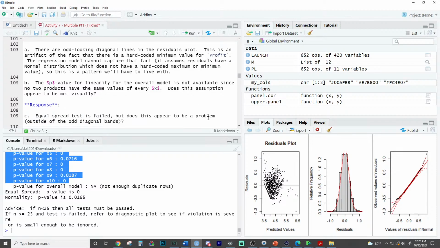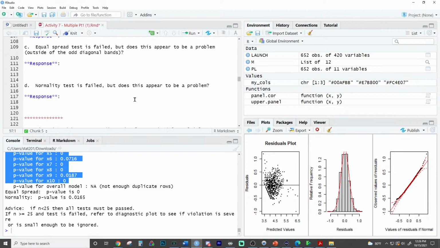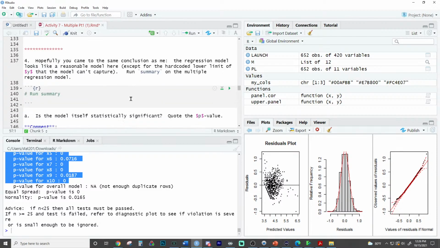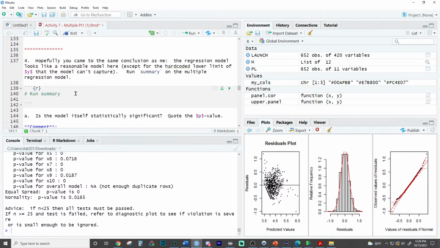P-value for the overall model, because we don't have enough replications. We did it through LM. Took the argument, extra true, we did that. The regression model looks like a reasonable fraction error. Run the summary of the model. Here we go.